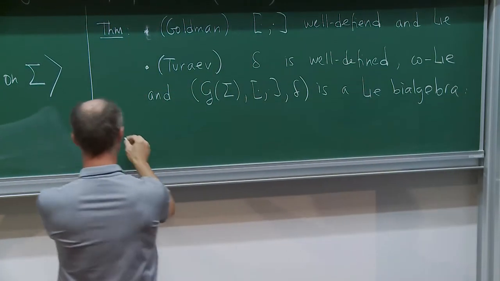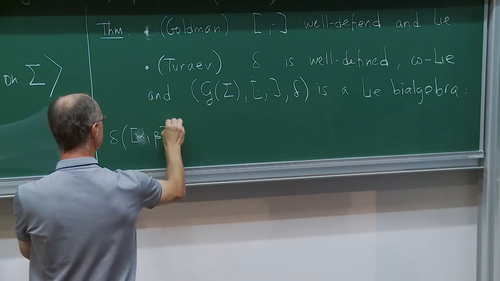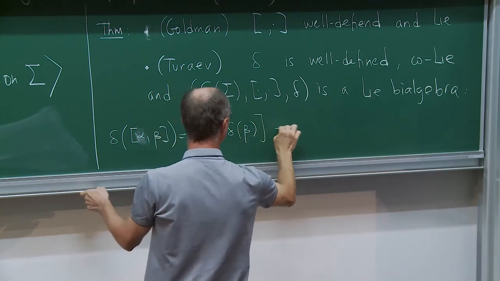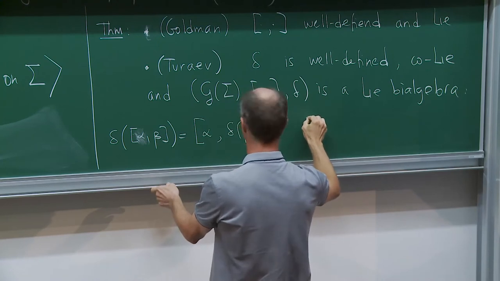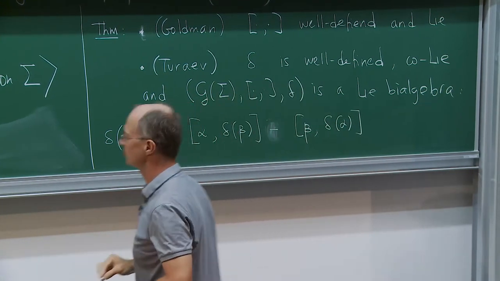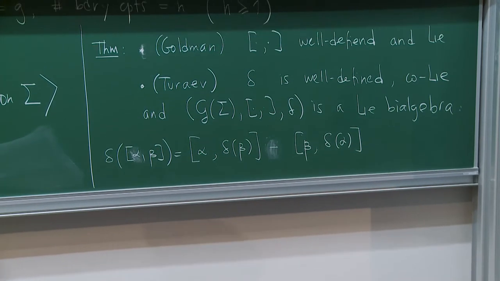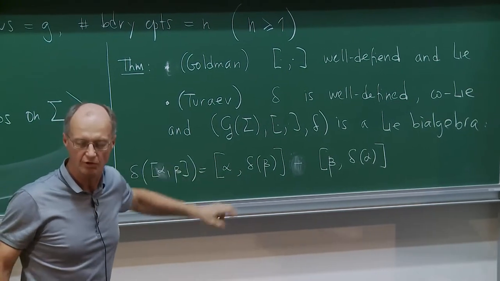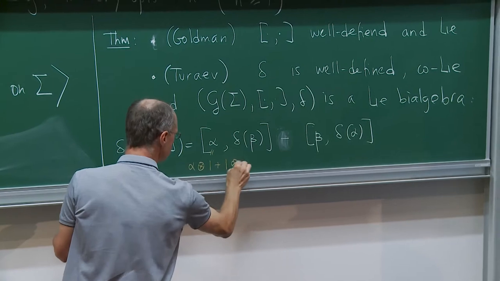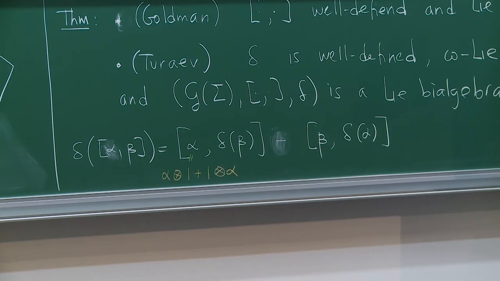In practice, this means the following: the delta of the Goldman bracket of alpha and beta is the Goldman bracket of alpha with delta of beta, minus the bracket of beta with delta of alpha. So this is the extra relation that one needs to show. Sure, that's a good question. Here I'm cheating slightly, but not much. This means that I interpreted alpha as alpha tensor 1 plus 1 tensor alpha, so that it is well defined. But now, as I say, this is slightly false.